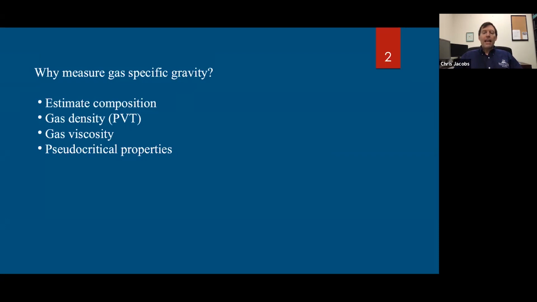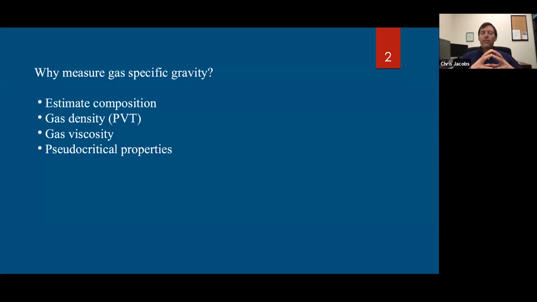The second point that I have here, why we want to measure the specific gravity of natural gas, is then we can calculate the gas density at various reservoir conditions. Remember, gas has a PVT relationship and follows the ideal gas and real gas laws. Because gas is compressible, we need to follow the ideal gas and the real gas laws. So if we happen to know the reservoir temperature and reservoir pressure, we can calculate the gas density at reservoir conditions at any point in the reservoir.